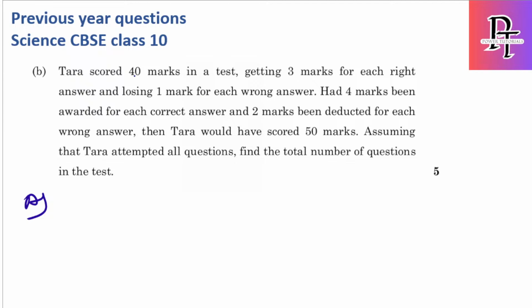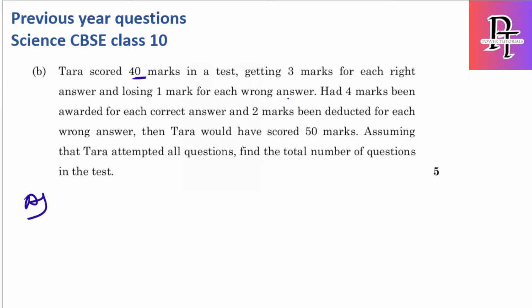Tara scored 40 marks in a test, getting 3 marks for each right answer and losing 1 mark for each wrong answer. So in total we have some X questions. We don't know how many questions are present, but she got right answer plus 3, wrong answer minus 1, and she got the total marks as 40. Same way, had 4 marks been assigned for each correct answer and 2 marks been deducted for each wrong answer, then Tara would have scored 50 marks. So assuming that Tara attempted all questions, find the total number of questions in the test.